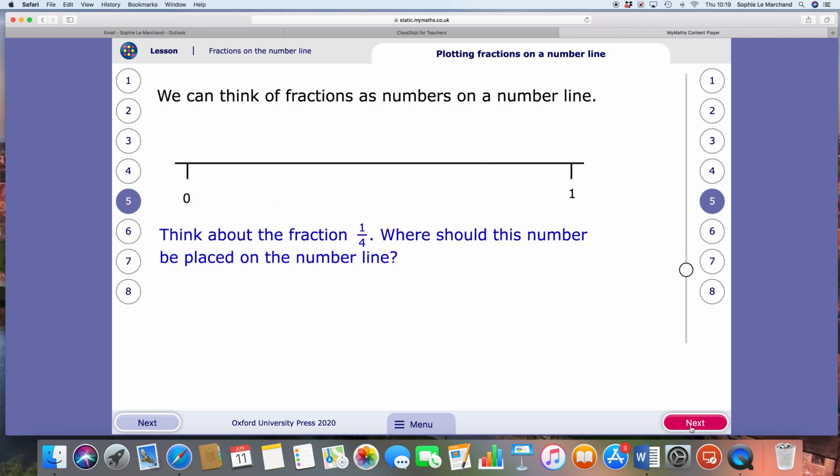Think about the fraction 1/4. Where do you think this number should be placed on this number line? If this is 0 and this is 1/2, where would 1/4 go? So this number line should be marked in quarters.